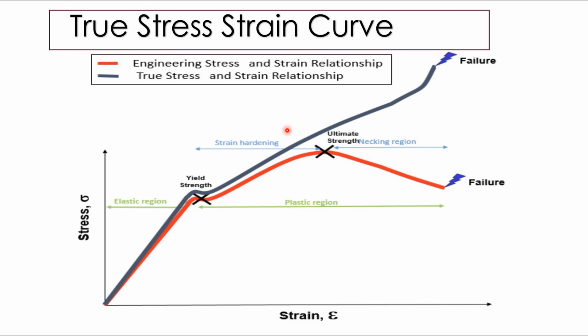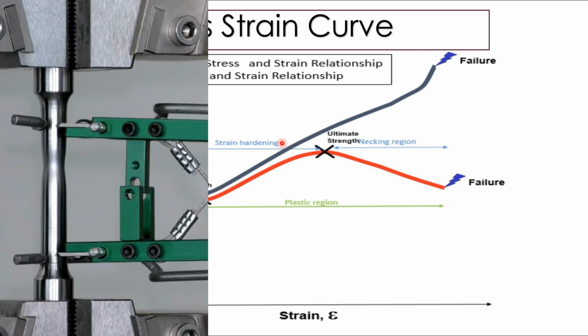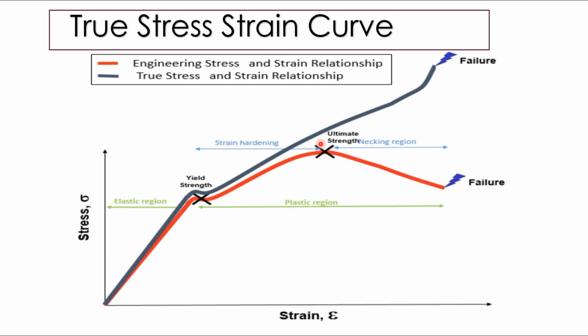The engineering curve drops after the ultimate tensile strength and necking, while the curve obtained based on the instantaneous cross-section area and the length is called the true stress strain curve. In the true stress strain curve, the cross-section area does not remain constant throughout the whole experiment. The true curve always increases and rises even after the ultimate tensile strength and necking.